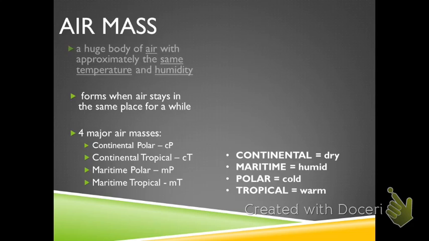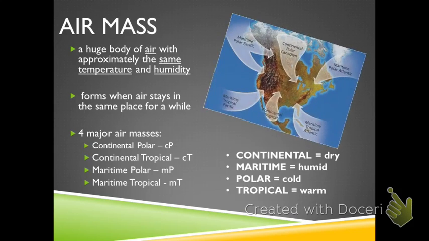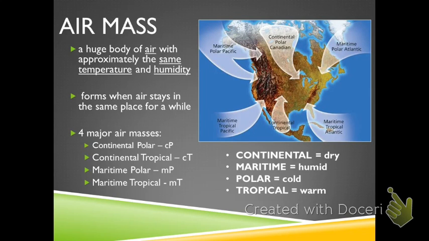An air mass is a large body of air that is relatively uniform in temperature and humidity characteristics. Air masses are classified according to their temperature and moisture characteristics. They are grouped into four categories based on their source region.